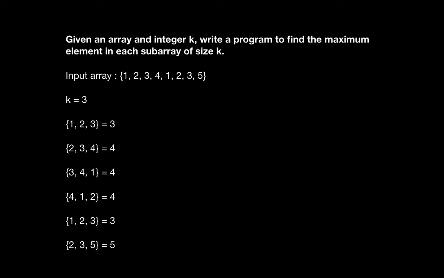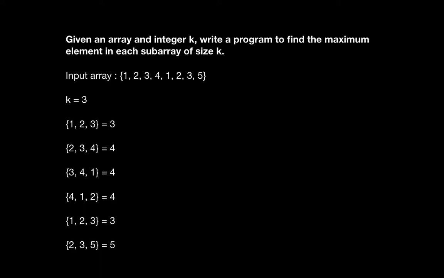4 1 2 is my next subarray, and the maximum here is 4. 1 2 3 is the next subarray, and 3 is the maximum here. 2 3 5 is the last subarray of size 3, and 5 is the largest among its elements. So very simply, you are given an array, you divide it into subarrays of size k. Here k is 3. When you have divided it into size 3, we check which is the largest element in each subarray.